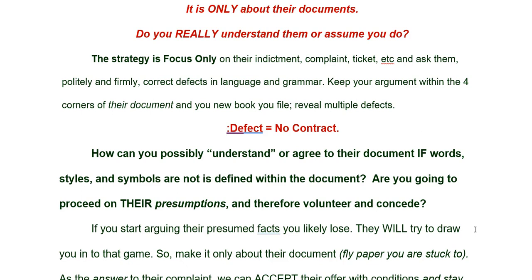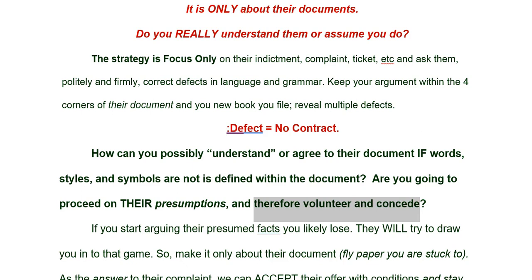So how can you possibly understand or agree to their documents if words, styles, and symbols are not defined within the document? Are you going to proceed on their presumptions and therefore volunteer and concede? And this is the key. All they need is for you to volunteer and concede. If you enter a plea, it means you understood.